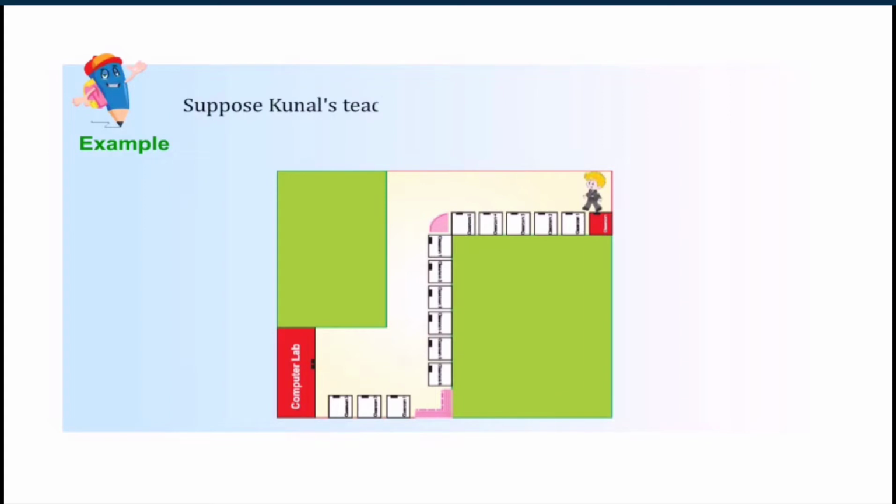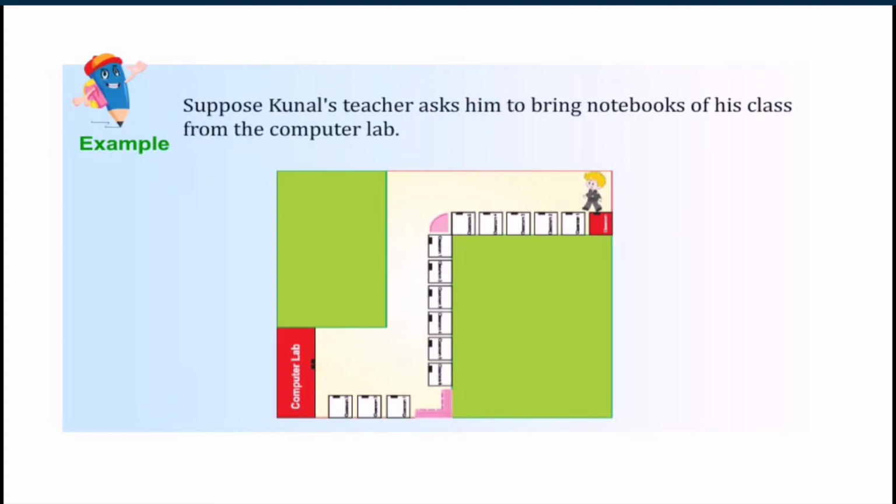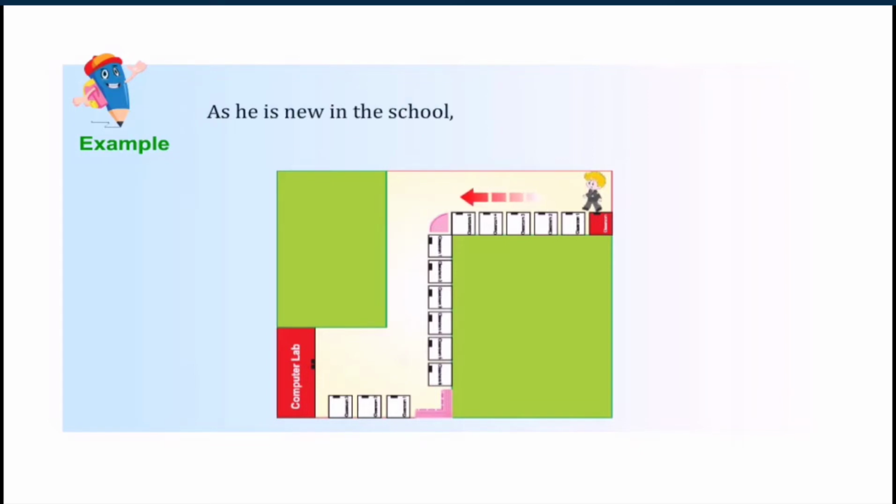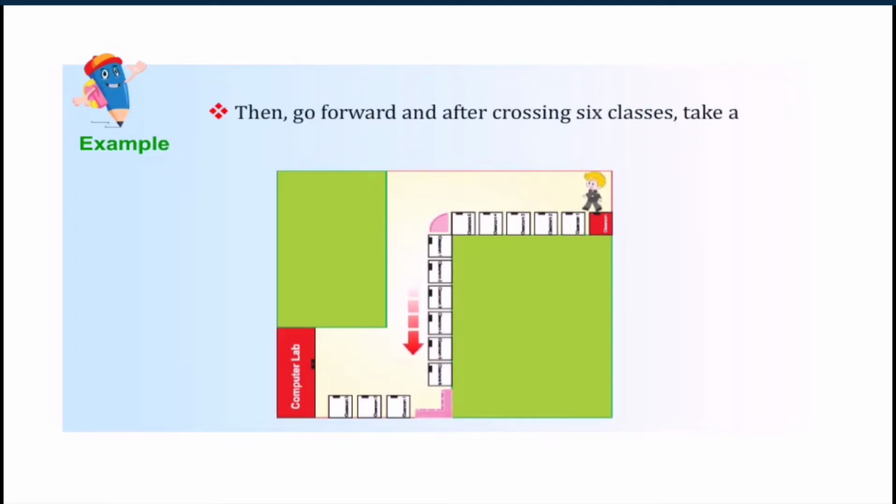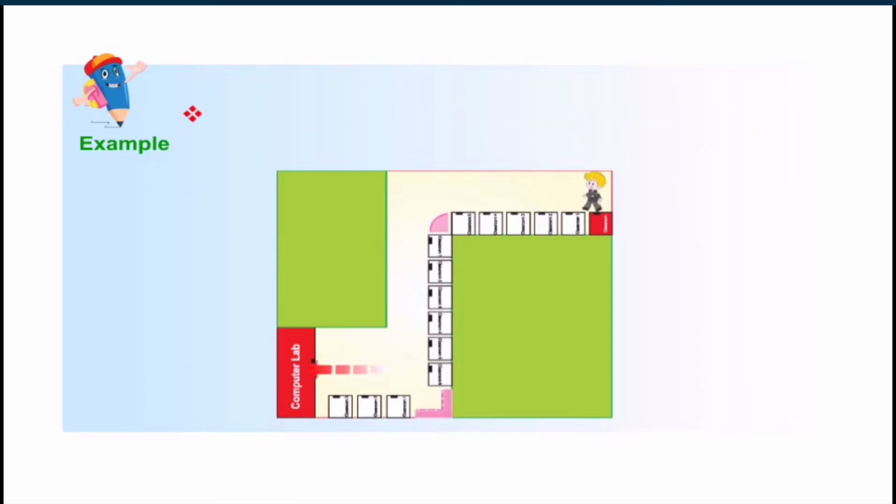Suppose Kunal's teacher asks him to bring notebooks of his class from the computer lab. As he is new in the school, she guides him how to reach the computer lab. She gives him the following instructions. Move to the left from the class and go straight. After crossing 5 classes, take a left turn. Then go forward and after crossing 6 classes, take a right turn. After crossing 3 classes, you will reach the computer lab.